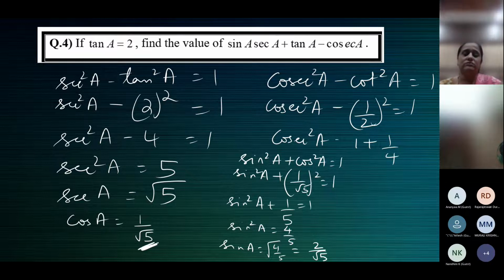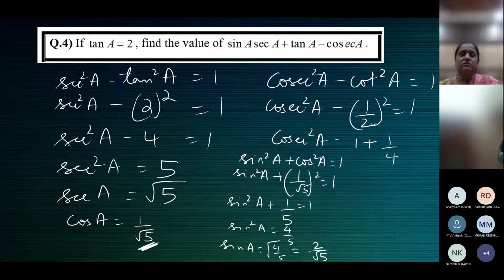Sine A is equal to square root of 4 by 5. Square root of the numerator is 2, denominator is root 5 itself. So 2 by root 5. So we found sine A, 2 by root 5. Cosecant A is root 5 by 2. So all of you make a note of this.